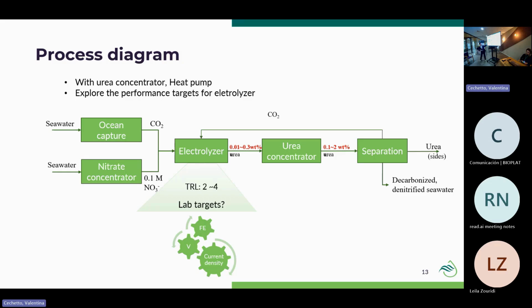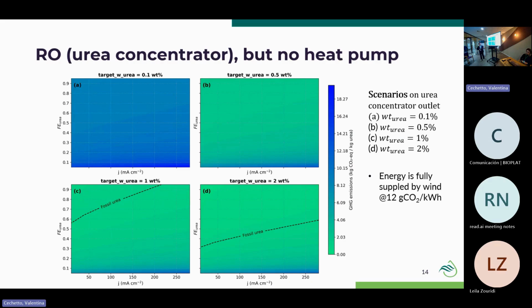We assume the upstream and downstream technologies are very mature, but this electrolyzer is at a very low technology level. So what are the lab targets if we want economic viability and environmental viability? For example, what concentration should we reach for the urea concentrator?